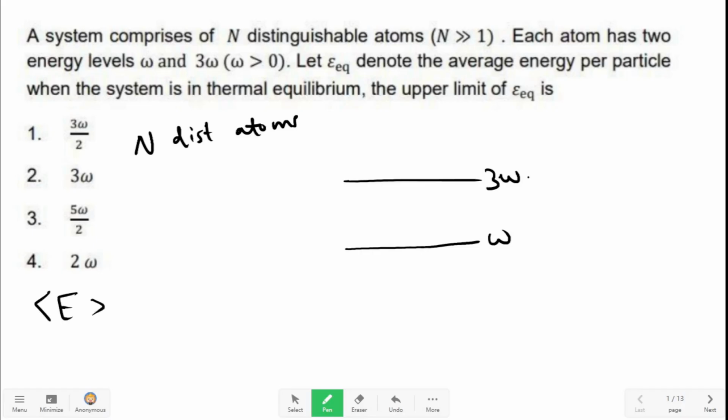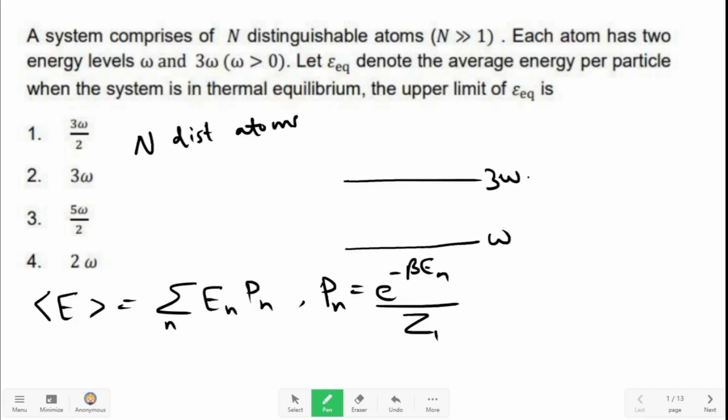Average energy is equal to summation over n of En Pn, where Pn is the probability of occupying the nth state in thermal equilibrium, which is given by e raised to minus beta En divided by Z1. Z1 is the single particle partition function. Because we only need average energy per particle, we use only the single particle partition function. If we needed total average energy, we would use the n particle partition function, Z equal to Z1 raised to n, which can be used when the system is distinguishable. But here we do not need that because we only need average energy per particle.